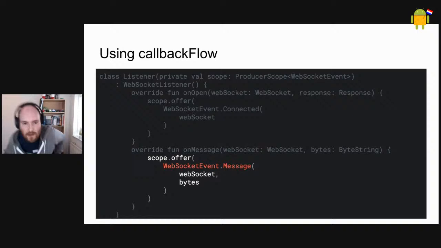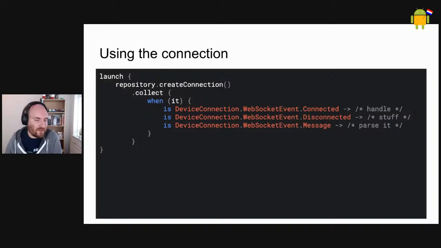And we're back. So this is how I do this connection flow. And then consuming that is very nice, because now you can just launch a coroutine, create the connection, and collect all the events. And then for every event that comes in, you say, well, it's connected. Let's light up the UI. If it's disconnected, then disable some buttons. And if a message comes in, then handle that.